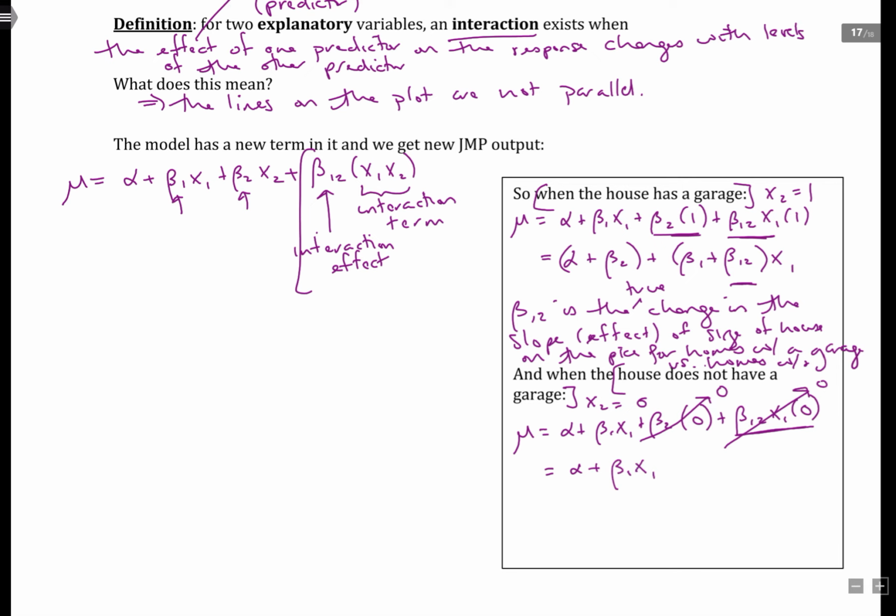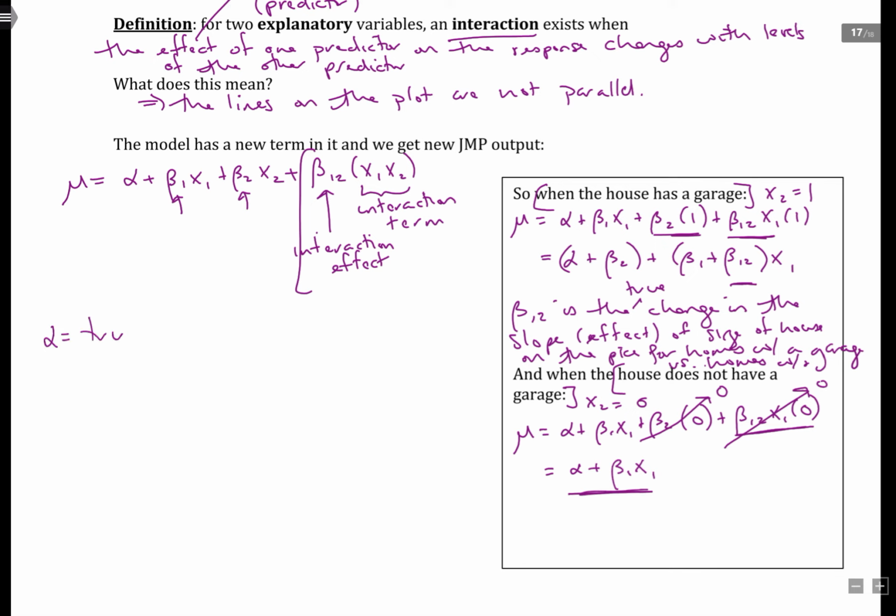This is why the level of our indicator variable that gets all zeros, or the level of our categorical variable that gets all zeros, is the reference group. Because now I just have a baseline model against which everything else is being compared. So beta 2 tells me how different my intercept is when I have a garage versus when there is no garage. Beta 1,2 tells me how different the slope is when there is a garage versus when there is no garage. So let's interpret this.